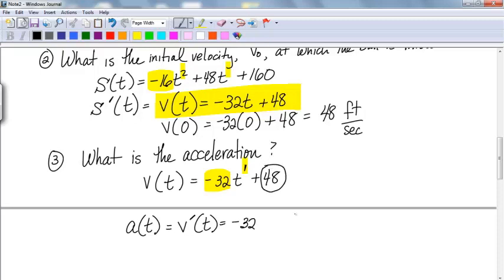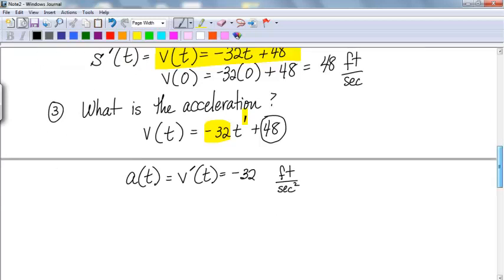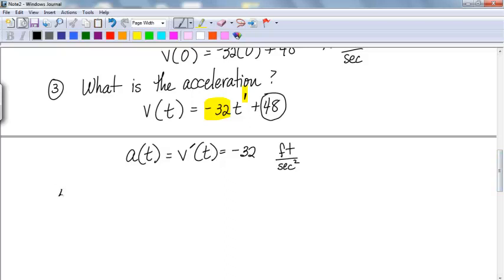Okay, and this one would be in feet. Velocity is in feet per second. This one is in feet per second squared. Okay. Then fourth question.